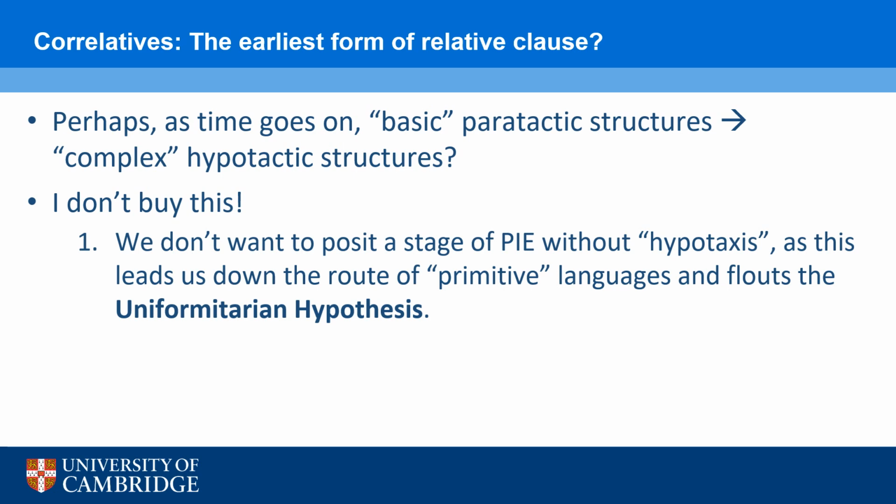Firstly, even if we accept the premise of basic versus complex structures, we really don't want to posit a stage of Proto-Indo-European where hypertaxis, the complex structure, doesn't exist. In doing so, we would end up effectively concluding that Proto-Indo-European was a more primitive language than the daughter languages. If we do this, we flout the uniformitarian hypothesis.